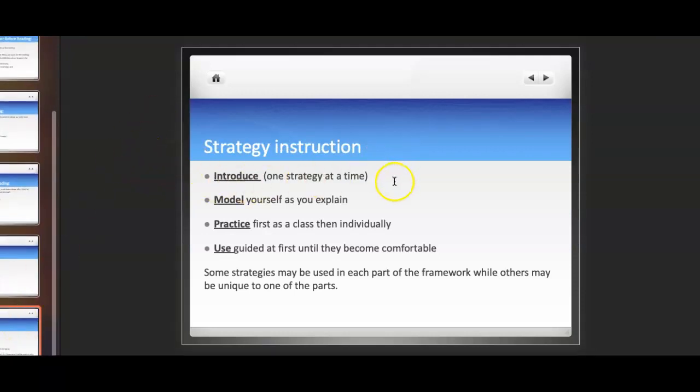You have to introduce one strategy at a time. You model it yourself as you explain it. Practice first as a class, then individually. And at first you're going to use guided instruction until they become comfortable with it. Some strategies may be used in each part of the framework. So in other words, it could be a before, during, or after reading strategy, while another strategy may be unique to just before reading the text.